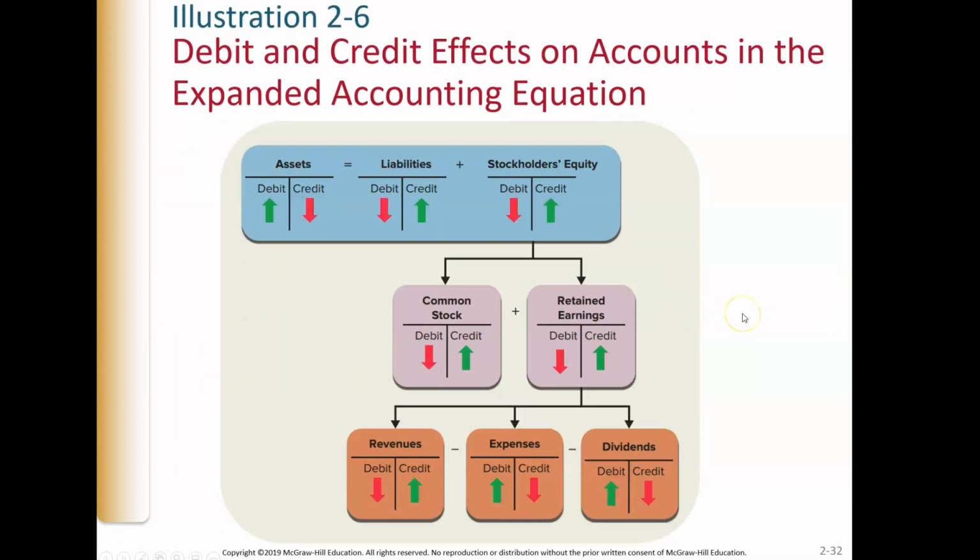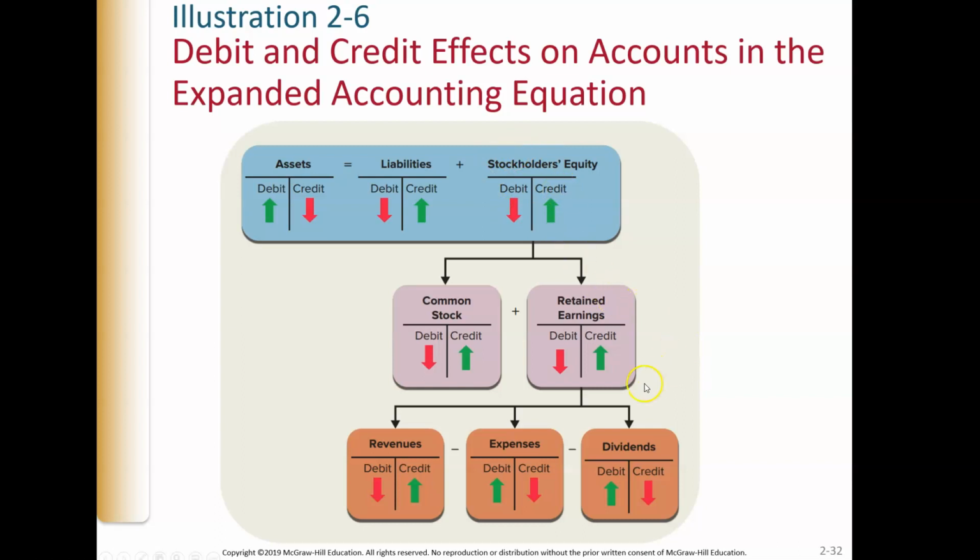This is the best slide for you to use as a reference. It gives the expanded accounting equation and what happens to accounts. So, assets equal liabilities plus stockholders' equity. You can start by saying everything on the left side of the equation gets increased by a debit. Debit means left. Everything on the right-hand side of the equation gets increased by a credit. Credit means right.